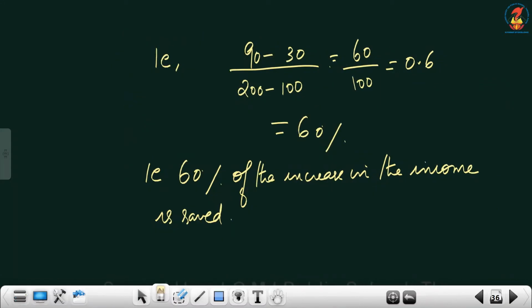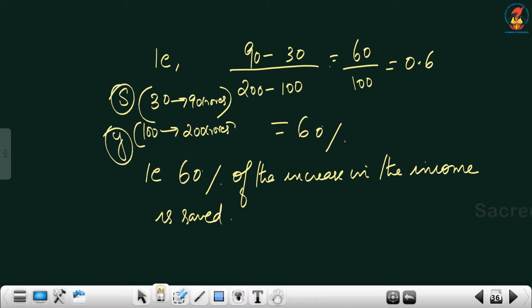Saving has increased from 30 to 90 crores when income increased from 100 to 200 crores. So, this is saving and this is income. So, saving has increased from 30 to 90 crores due to increase in the income level from 100 to 200 crores. Here you can find delta Y and delta S. Let us find what is delta S and delta Y.